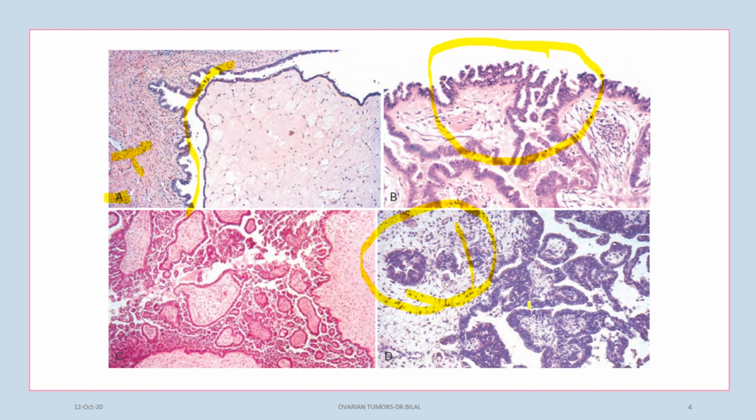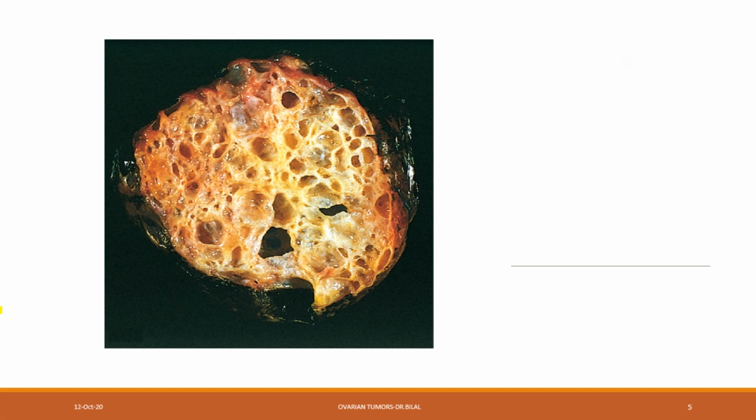Now, if this is the picture that has been given, why are you saying that? Because invasion has occurred in this region. You don't see invasion here, and this is the most benign example. This is a borderline example, and this is an example of a cancer.